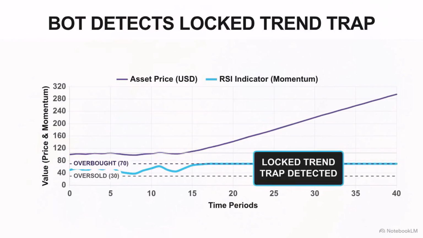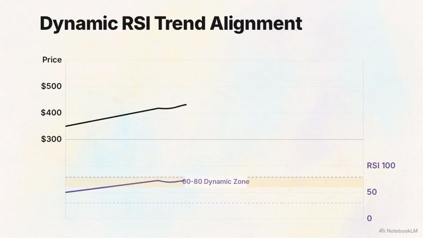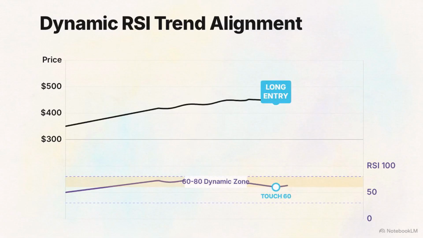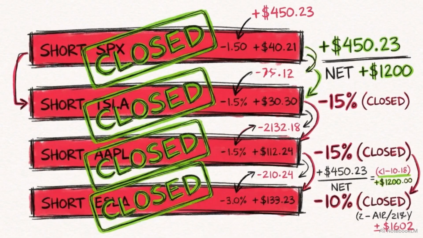Instead of waiting for primitive indicators, the system recalculates RSI boundaries. Watch how this upper boundary detaches from 70 and shifts into a new zone between 60 and 80. As the RSI touches 60, the system fires a long entry to ride upward momentum. Trading directly with the prevailing trend carries a secondary mathematical benefit. It rapidly accelerates the closure of older trapped short positions that were lagging behind.